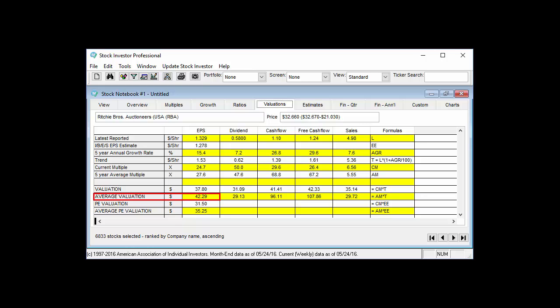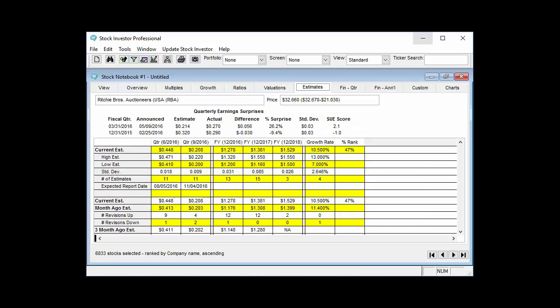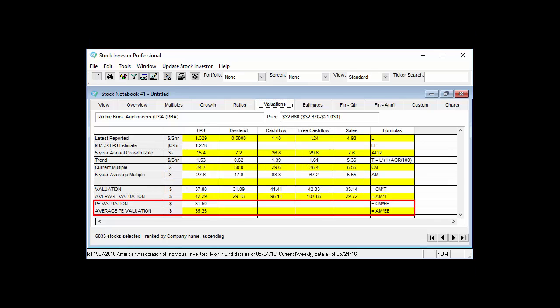Ritchie's average EPS valuation of $42.29 is 30% higher than the May 24, 2016 closing price of the stock of $32.66. Two additional valuations found under the EPS column use IBIS earnings estimates, which you can find on the Estimates tab of the stock notebook. These valuations are calculated by multiplying the consensus estimate for the company's current fiscal year, or EE, by the current multiple, CM, and the average multiple, AM, respectively.